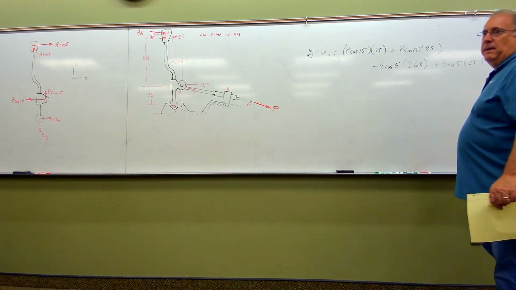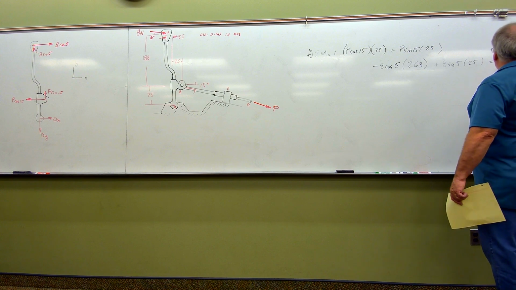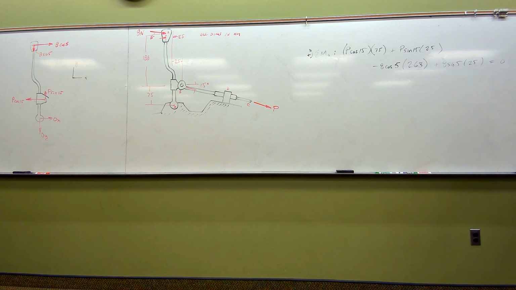And folks, if you step back and do this every time you write a moment equation, always ask yourself, did you get all of the forces? And yes, the only two forces that are not in the equation here are OX and OY. There are 4 forces in this, and they're all showing up in our equation. We set this equal to 0. If you look at the equation in front of us, there's only one unknown, and that's the thing we're looking for, force P. So we can solve for P, folks.